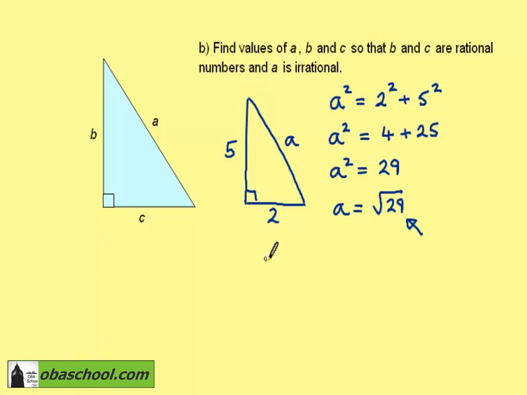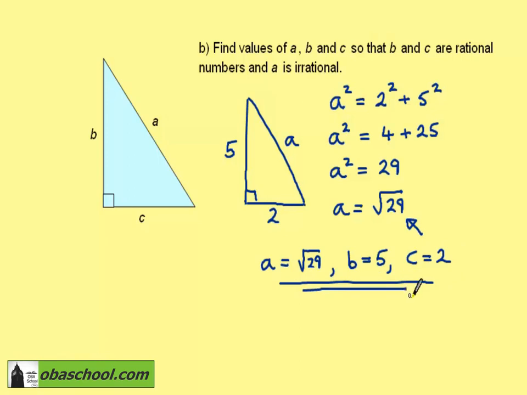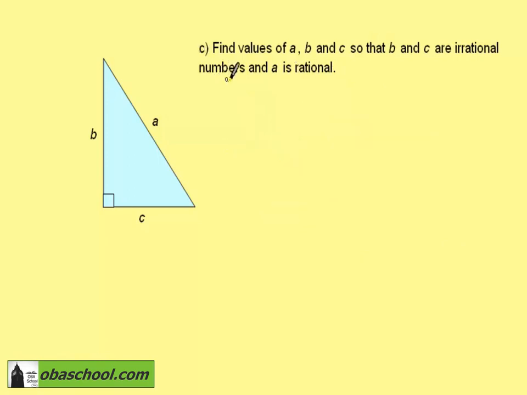So we have a is equal to root 29, which is irrational, b is equal to 5, and all whole numbers are rational, and c is equal to 2. Now we want to find values of a, b and c so that b and c are irrational and a is rational.